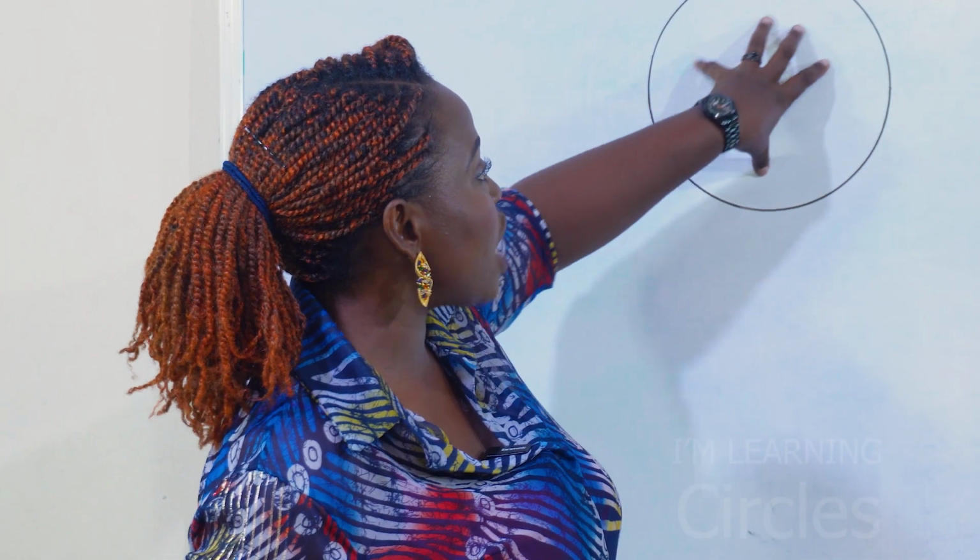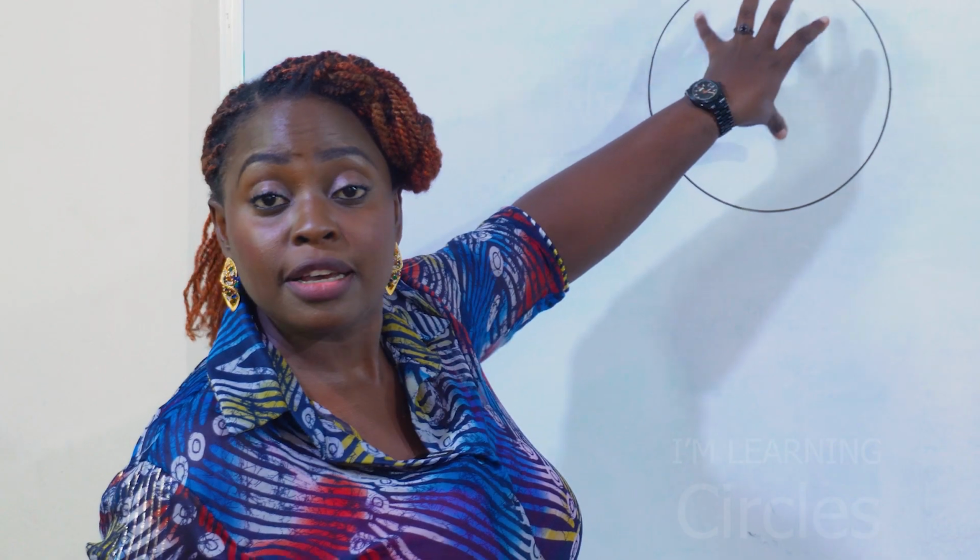Now, if I were to measure how much space the circle covers, the entire space inside this circle, I would be measuring the area of the circle. Today, I'm going to be showing you how to measure both the circumference and the area of any circle that you get, no matter how big or how small it is.